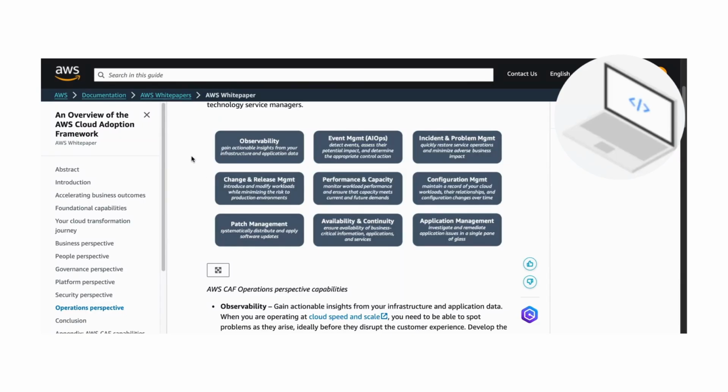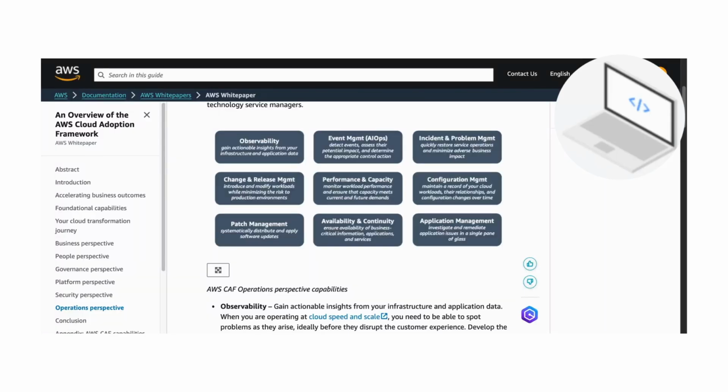First, observability. It involves gaining actionable insights from infrastructure and application data. As cloud operations scale, the ability to detect problems early is crucial to maintaining a seamless customer experience. It's important to develop logs, metrics, and traces in order to monitor the health of your workloads. You should also track application endpoints and APIs with the help of monitoring services. Additionally, centralizing this data in a single dashboard provides a unified view of workload performance, which is helpful for the timely identification and resolution of issues.